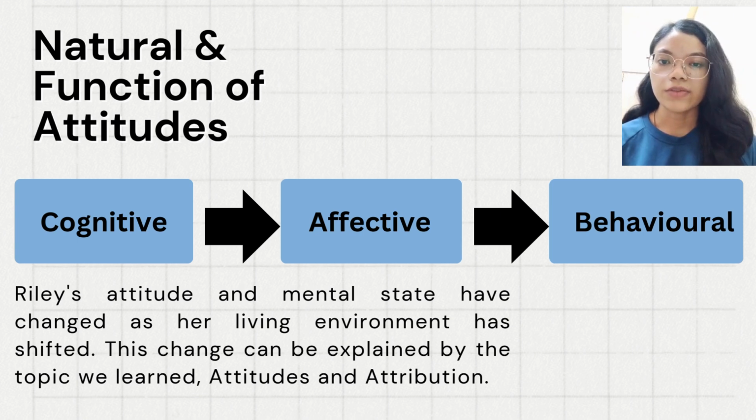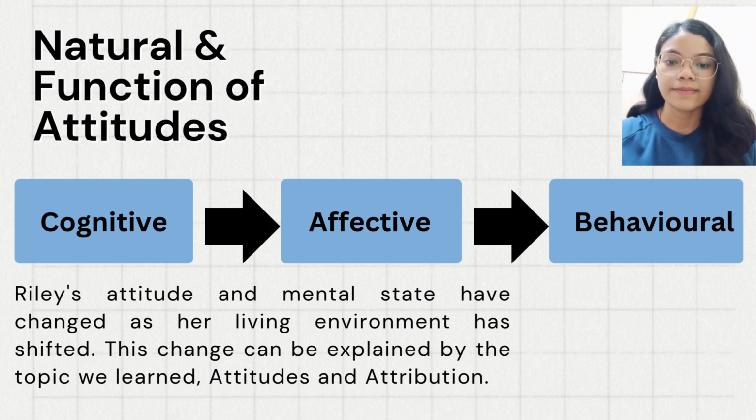Inside Out beautifully illustrates how these three components, cognitive, affective, and behavioral, interact to shape our attitudes. Riley's journey shows how her thoughts, feelings, and actions are deeply interconnected. Through Riley's experience, Inside Out gives us a deeper understanding of how our attitudes form and change, influenced by our emotions and the way we interpret the world around us.